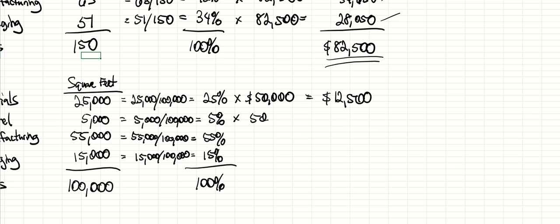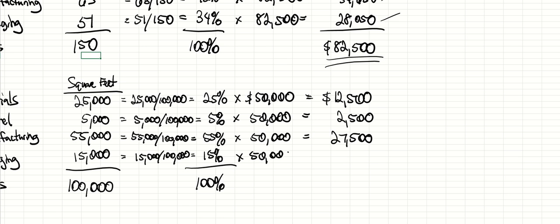5% of 50,000 comes out to be 2,500. 55% of 50,000 comes out to be 27,500. And 15% of 50,000 comes out to be 7,500. And just to confirm, we add all of these up, and it comes out to be 50,000.